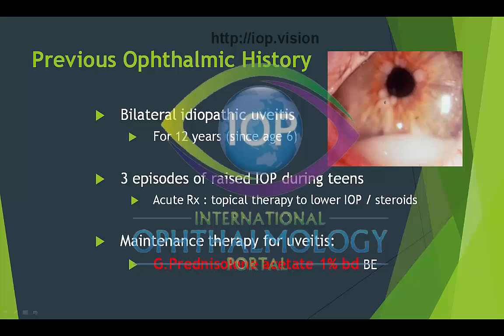During his teenage years, he'd had 3 periods of relatively high pressure spikes, which had all been managed with topical therapy and were short-lived. But he had been on a maintenance therapy for his uveitis for many years of guttae prednisolone acetate 1% twice a day to both eyes.